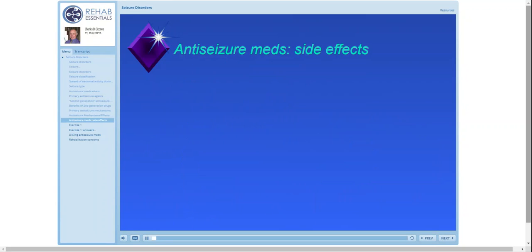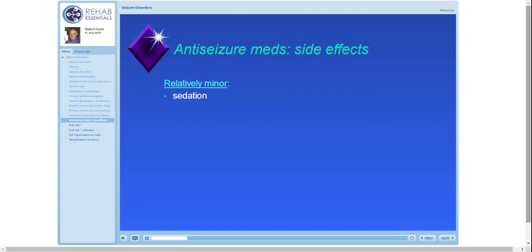Now, side effects. We say all drugs have side effects. What I've done is categorize the anti-seizure side effects into two types. First, the ones that are relatively minor, and by minor I don't mean that they're not important. I mean that oftentimes we try to find a dose that the patient can tolerate because the priority, of course, is to control the seizure. But these are not necessarily life-threatening.